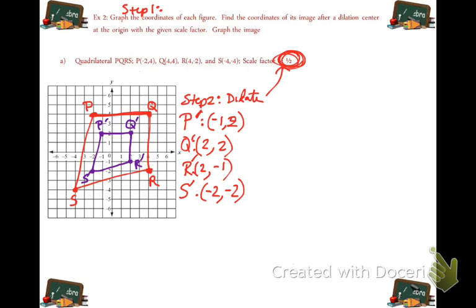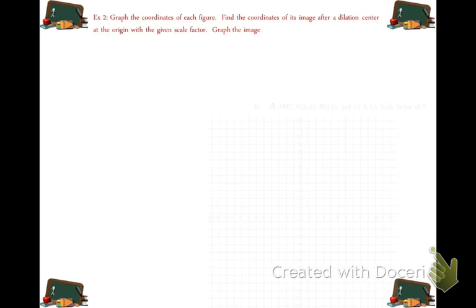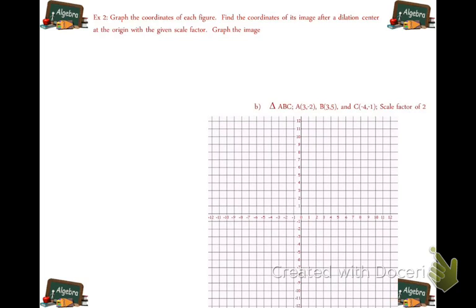So let's look at B. This time we have our graph, so we're going to graph it. Graph the original point. So the original numbers are now purple. I did purple this time. Now it says the scale factor is 2. That means I'm multiplying all of these numbers by 2. So I would like you to do that for me.